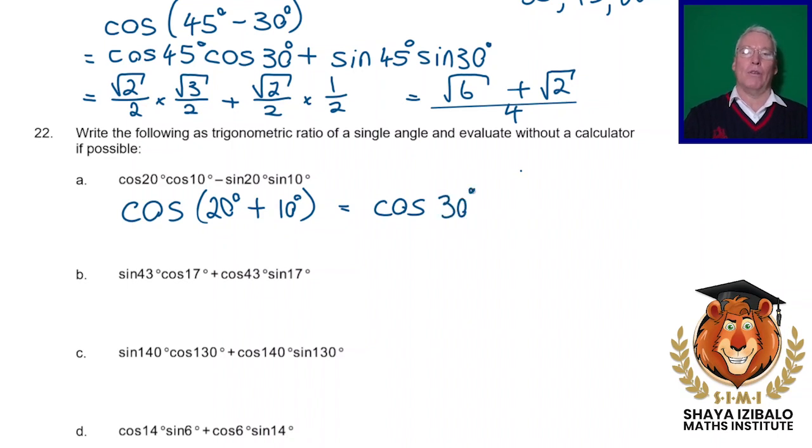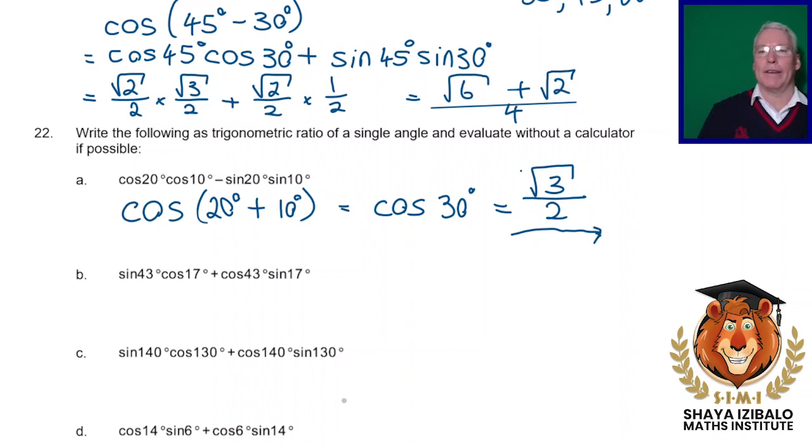That's a special angle, and we can get that either from our fan or from our special triangles or even from our calculator. But we would expect to see the working in between. In other words, we wouldn't just expect you to go straight from here with your calculator. There's the answer. So we would expect you to change it to cos 30 first, and then like that.